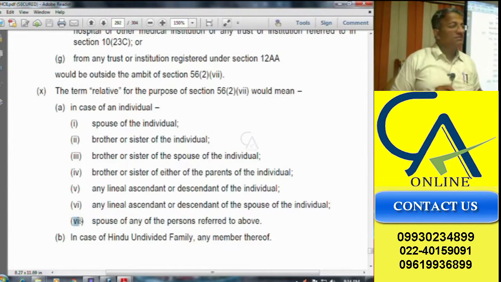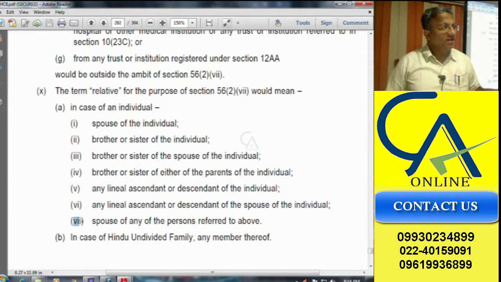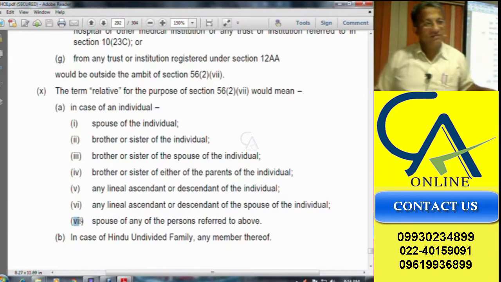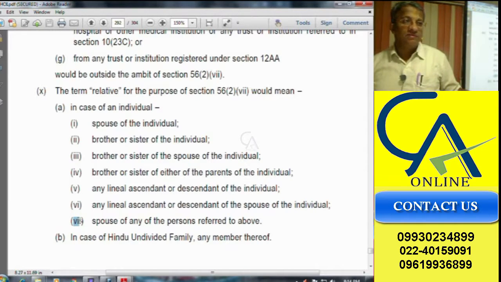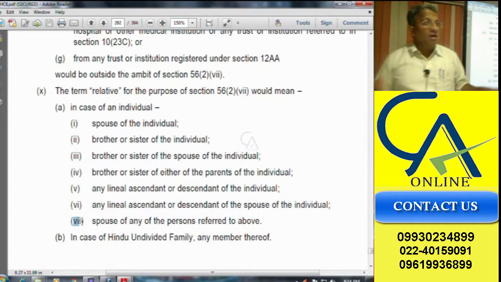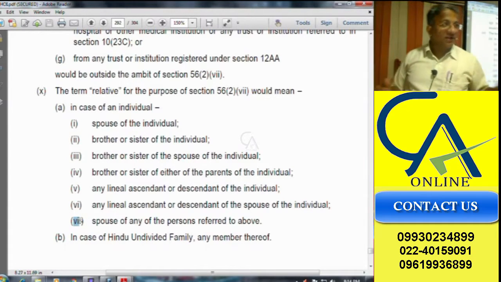Here also 7. Everywhere 7. Relative definition also 7. 7 items, 7 movable items. That is why with confidence you can tell it is 7. Maybe the order in which we tell may be different. That is why I have just said that.